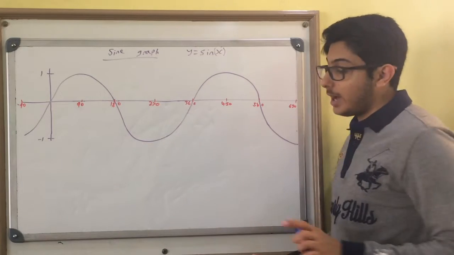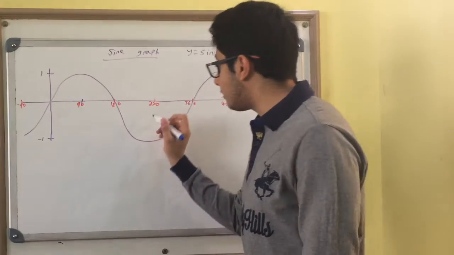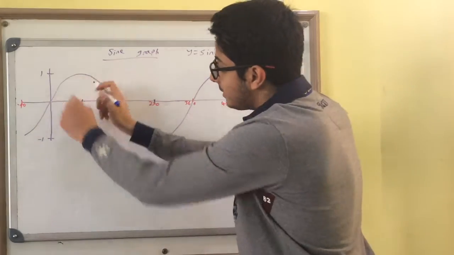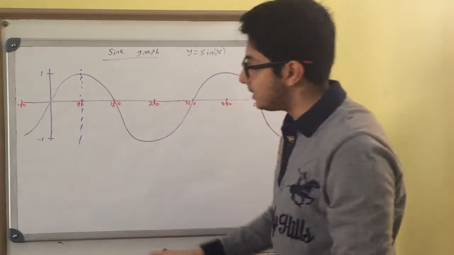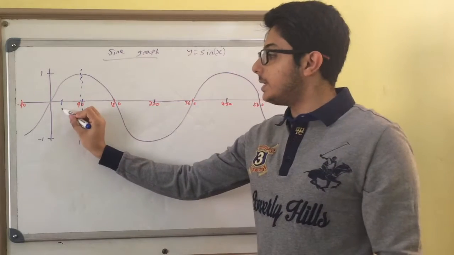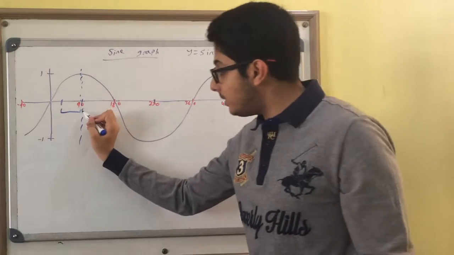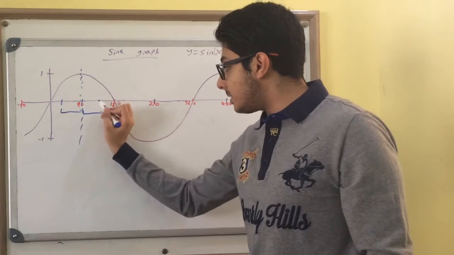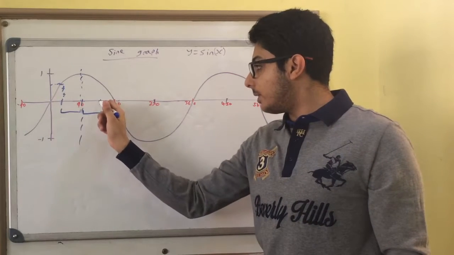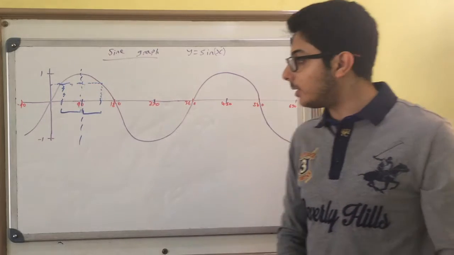So, we can see from this graph that there is symmetry. Symmetry about the 90 degrees, the 270 degrees, the 450. Any angle here we pick, the distance between that and 90 degrees, if we put the same distance on this side, these two angles will give the same y value.